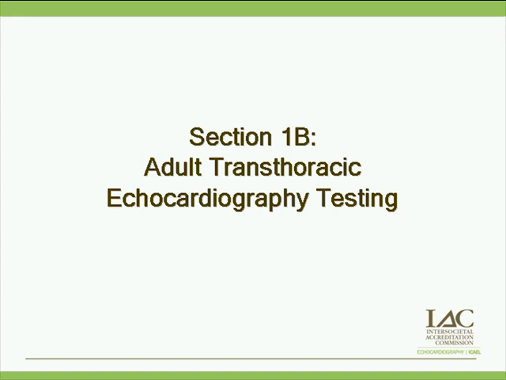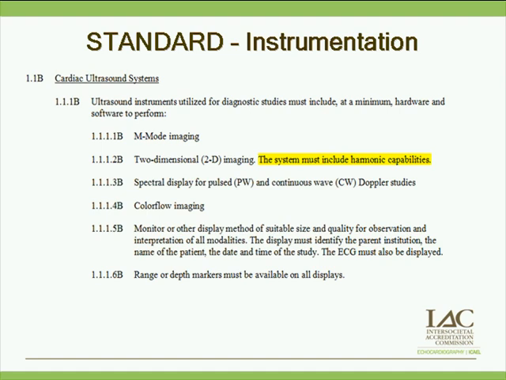Section 1B is adult transthoracic echocardiography testing. First, let's look at the instrumentation standard, and it is just a list of the hardware and software that is required on your echo equipment. M-mode imaging, 2D imaging, which must include harmonic capabilities, spectral display for PW and CW Doppler studies, color flow imaging, a monitor, and it must display the parent institution, the name of the patient, the date and time of the study, and you also have to have an ECG displayed. Range or depth markers must be available on all displays.